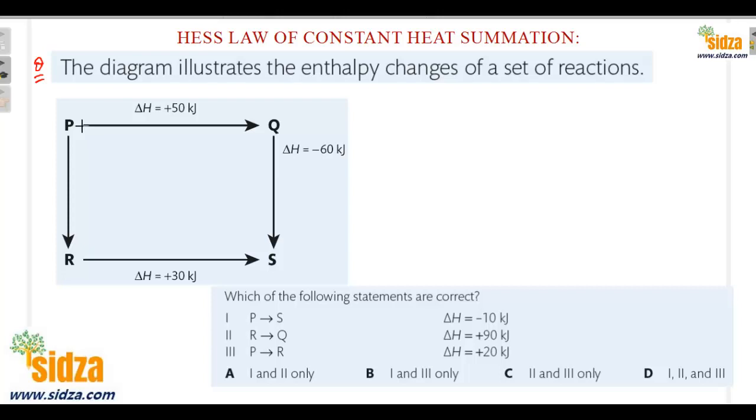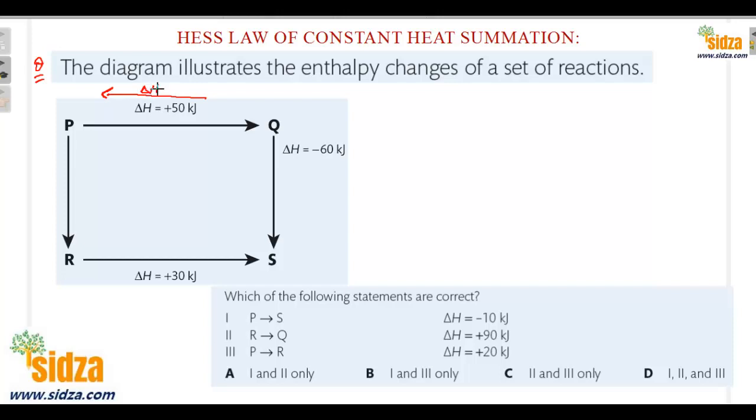When P changes to Q, the heat change is 50 kilojoules, right? And what if Q goes back to P? In that case, what will be the enthalpy change? When Q changes back to P, the quantity will be the same, the only thing is now it will be exothermic, right?